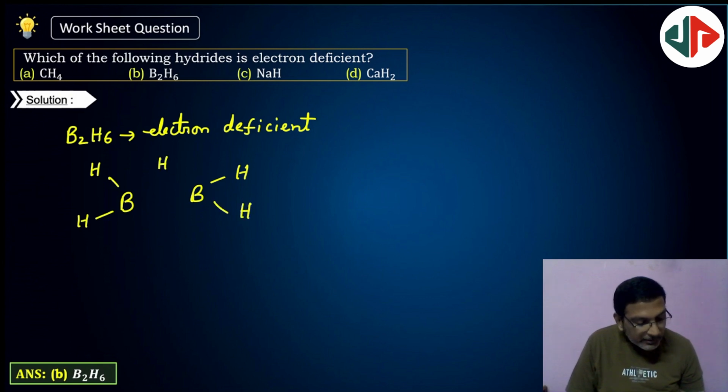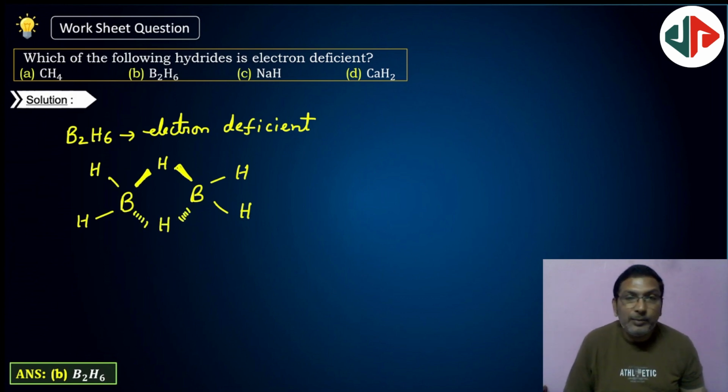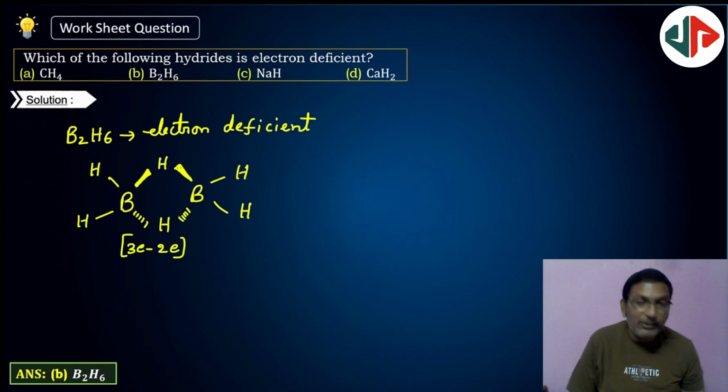And one hydrogen like this above the plane, and one hydrogen below the plane. So due to banana bonds, so 3-centered 2 electron bonds. So due to 3-centered 2 electron bonds, B2H6 is electron deficient.